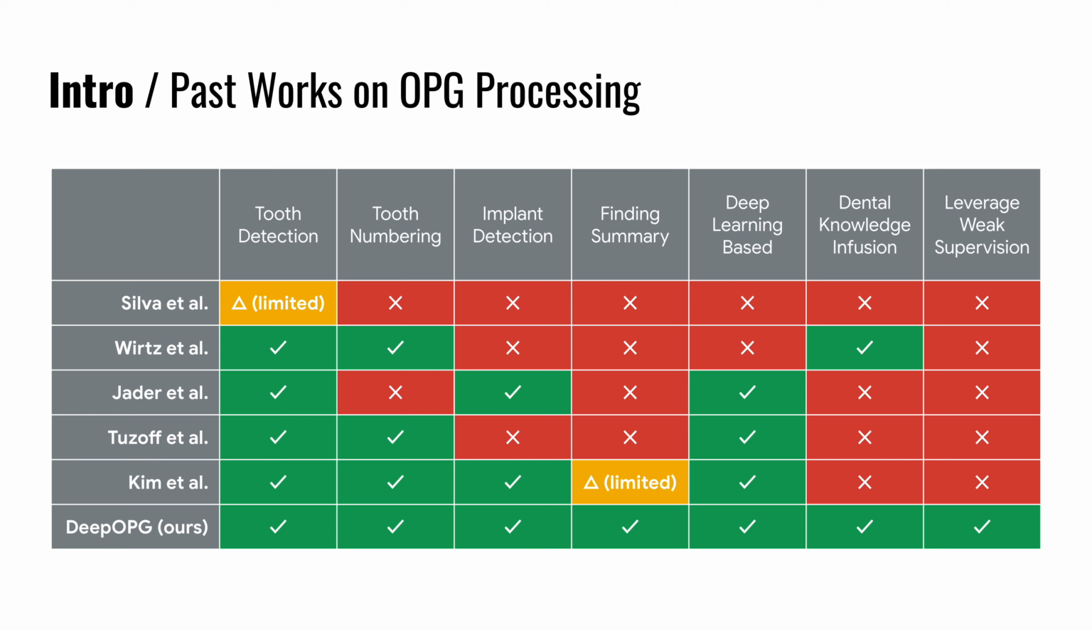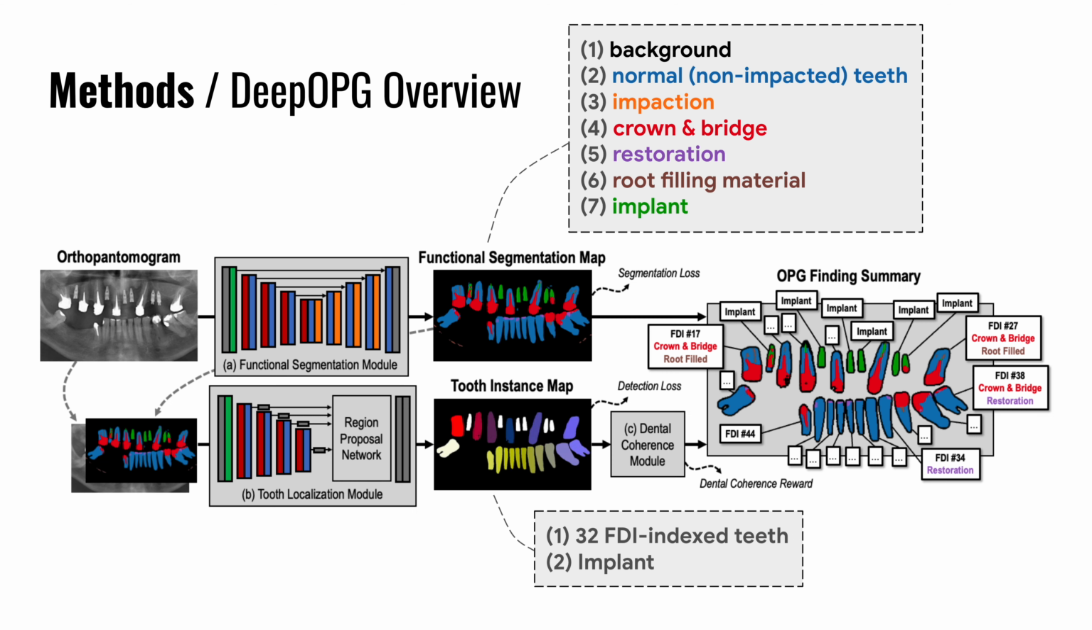The system has to be versatile enough to detect the teeth, number the teeth, detect implants, and derive the finding summary. To add value to the system, we furthermore incorporate dental knowledge to refine system outputs so that the results are coherent with dentistry. We also leverage weak supervision that is fast for dentists to annotate, but effectively boosts the performance of DeepOPG. Here's an overview of the DeepOPG system.